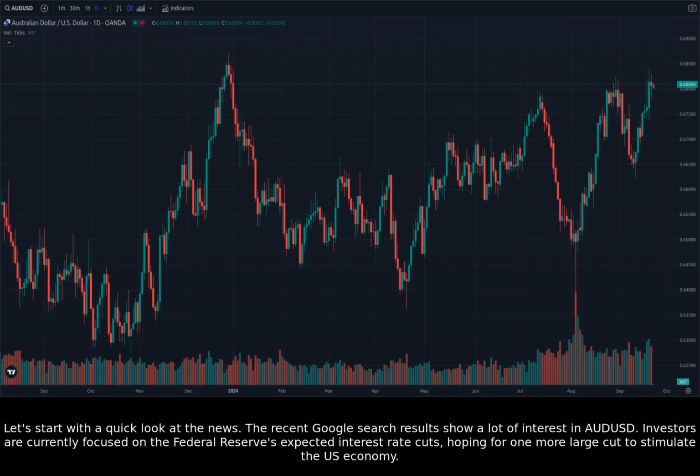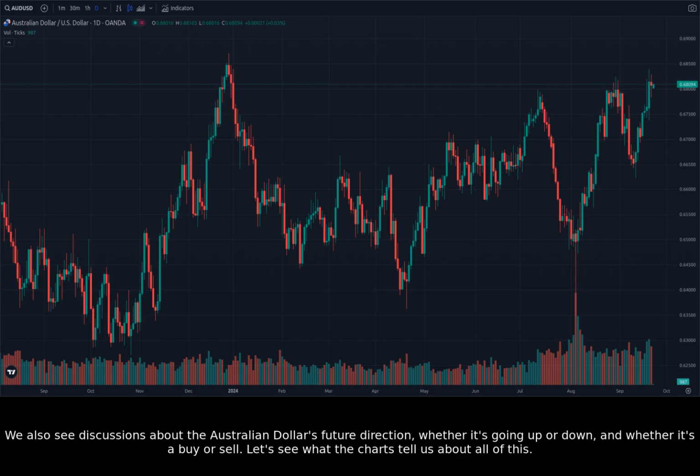The recent Google search results show a lot of interest in AUDUSD. Investors are currently focused on the Federal Reserve's expected interest rate cuts, hoping for one more large cut to stimulate the US economy. We also see discussions about the Australian dollar's future direction, whether it's going up or down, and whether it's a buy or sell. Let's see what the charts tell us about all of this.